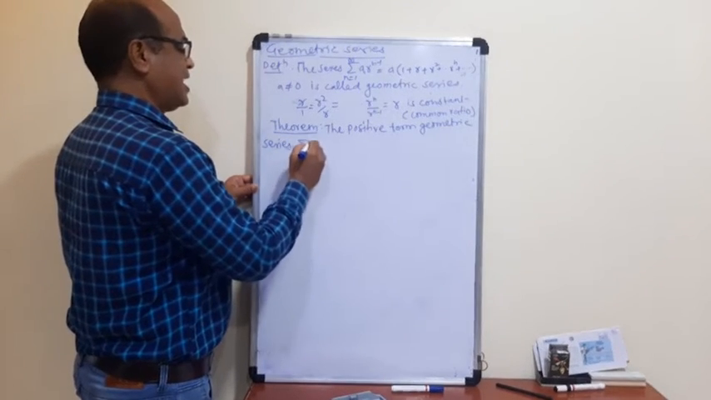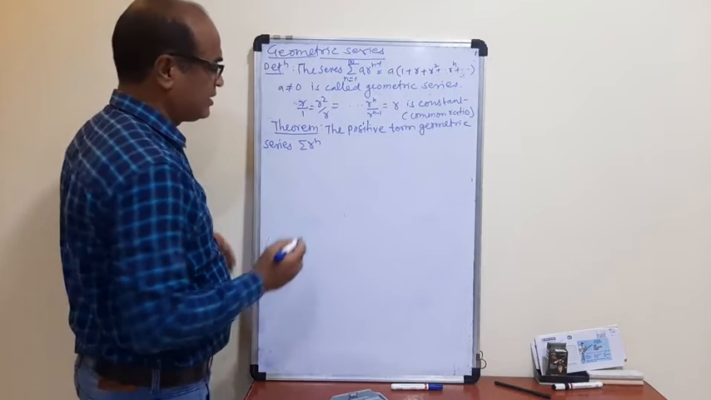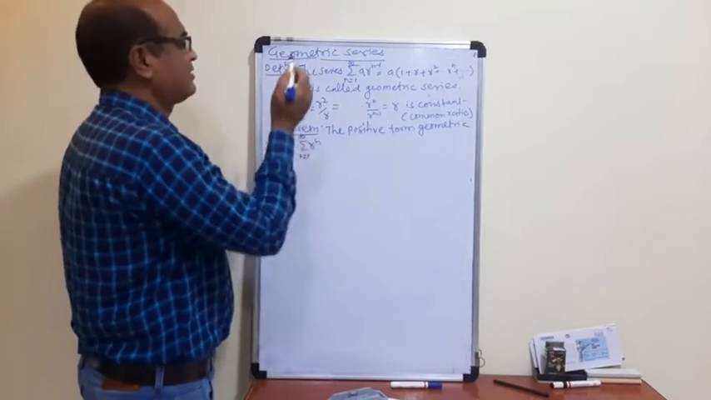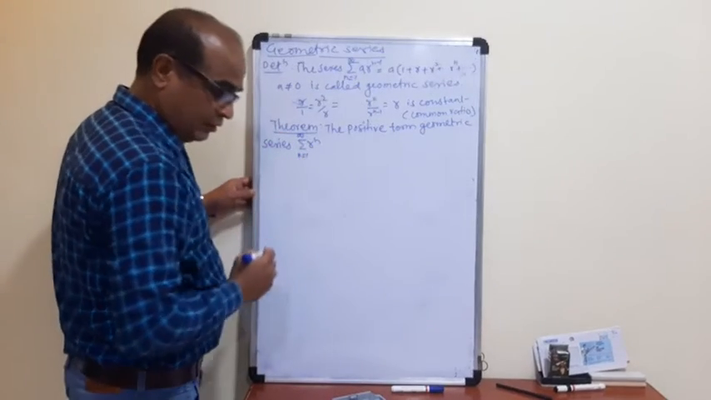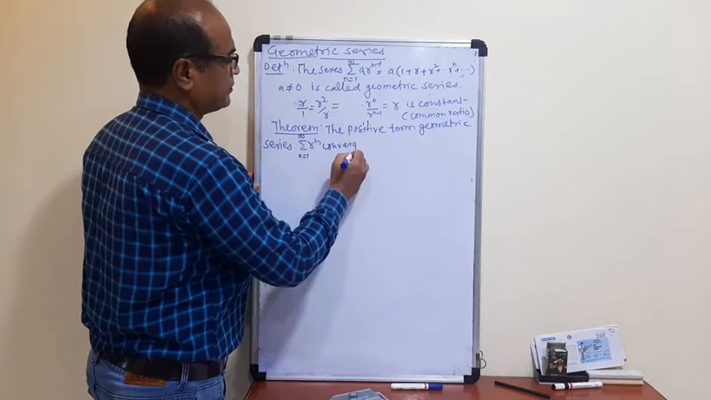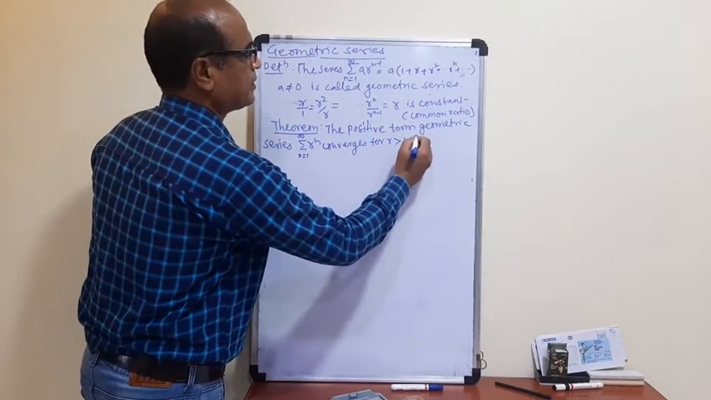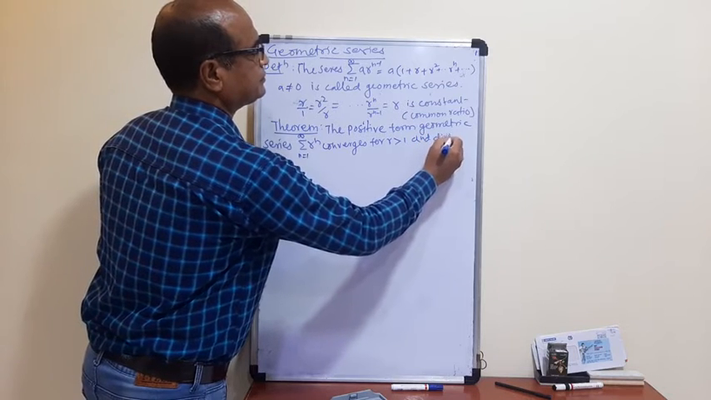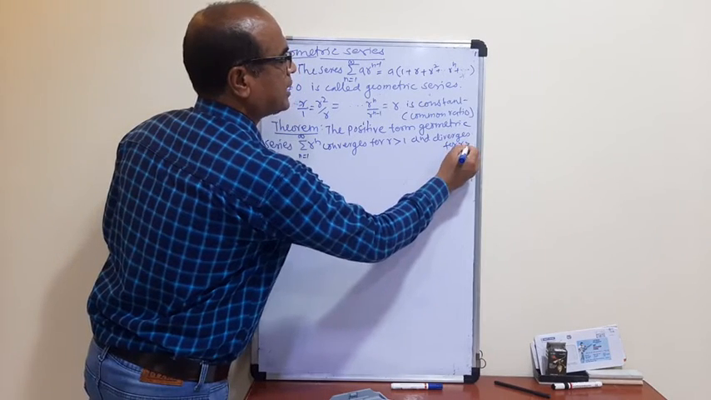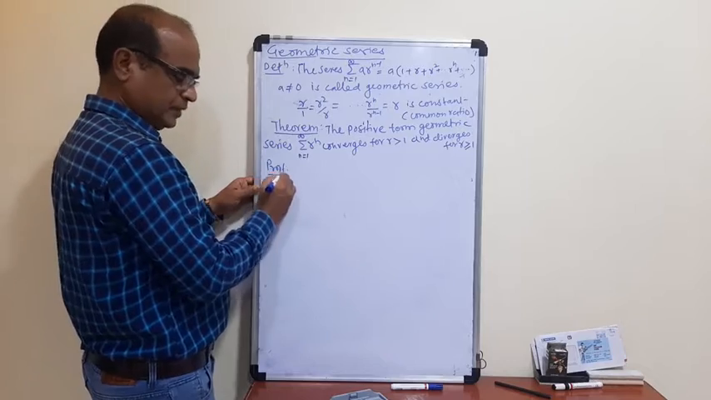Summation r raised to n. So taking a as 1 here, that is r raised to n, the geometric series, n is equal to 1 to infinity. So here taking a is 1, we write this in this form. Convergence is for r less than 1, and diverges for r greater than or equal to 1. Okay, so that is the statement. What is the proof here?